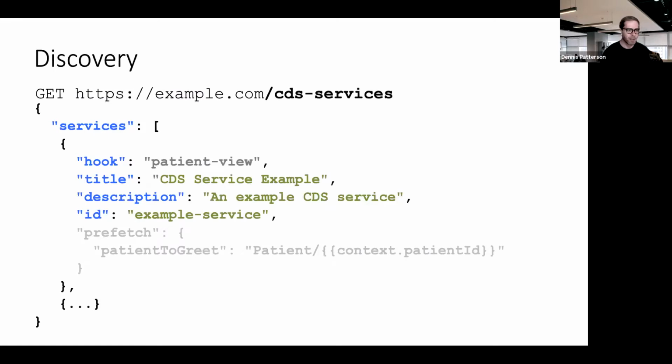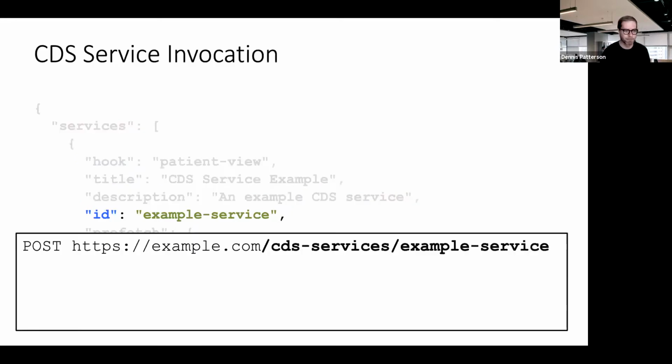So here's an example. If you were to issue a GET to example.com/cds-services, you get back an array of services. And so for this service, it's interested in the patient-view hook. There's a title and description for the service, the ID for the service, which is important to communicate to the client, understanding where it lives, how to call it. And then there's also a prefetch request of some data that it wants sent along with the notification of the event. And we'll get into prefetch a bit more later.